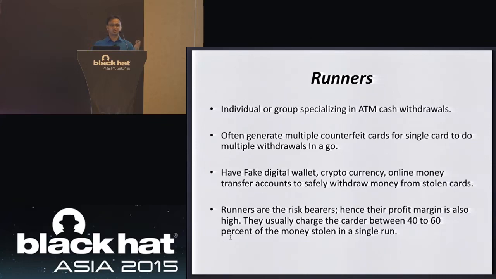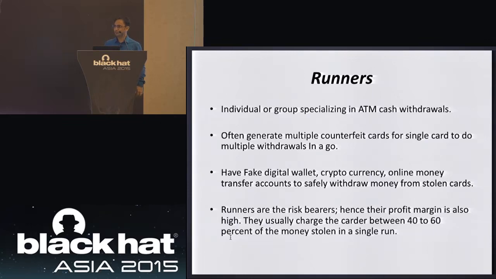And once the limit was increased, they just went on withdrawing cash from different places. So they often generate multiple counterfeit cards for a single card to do multiple withdrawals. They have fake digital wallets, cryptocurrencies, and online money transfer accounts to safely withdraw money from stolen cards. Now this is another property that the runners usually have.